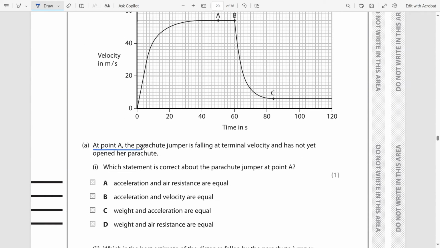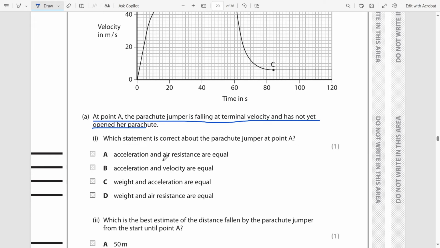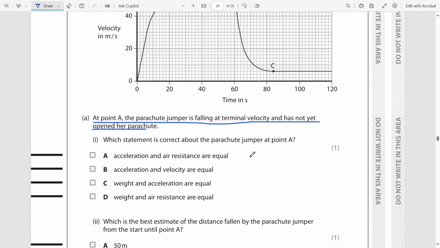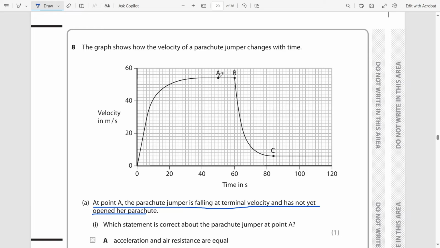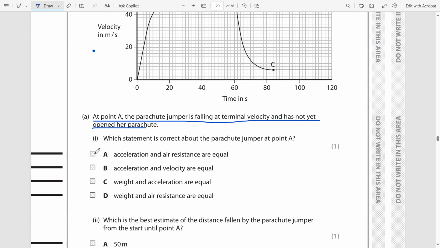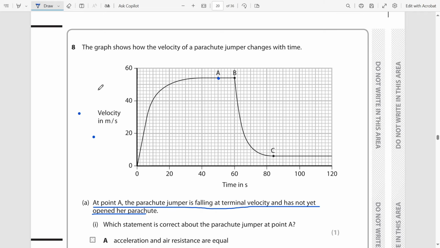At point A, the parachute jumper is falling at terminal velocity and has not yet opened her parachute. Which statement is correct about the parachute jumper at point A? That's better. Okay. So the parachute jumper. Okay.